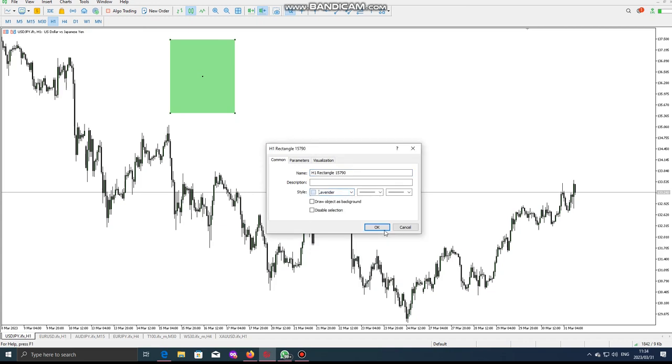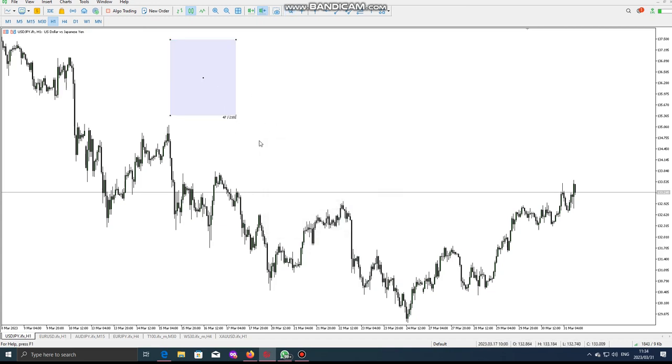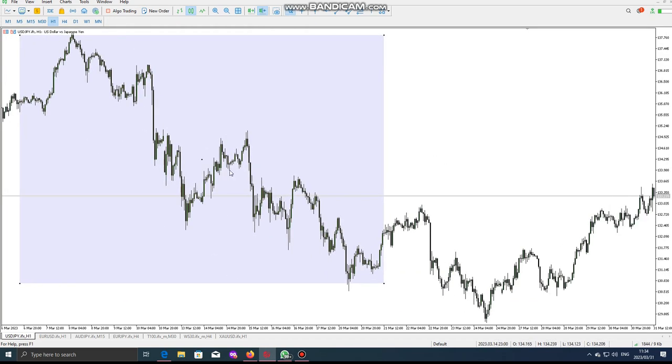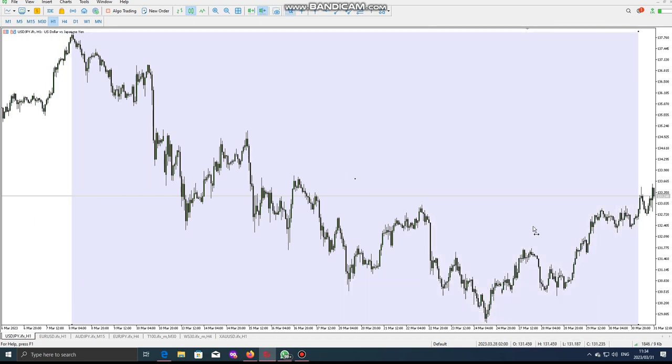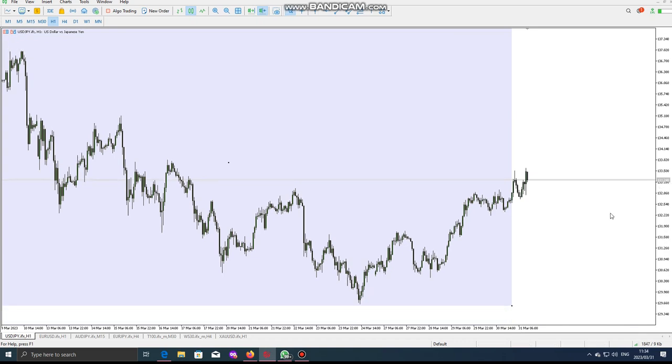Let me show you what we're going to be focusing on. I'm going to highlight the part we're going to focus on. We won't be focusing on the whole chart. Let's assume we can take from point A, that swing high there, until two, till the current chart, or maybe we can extend it there.